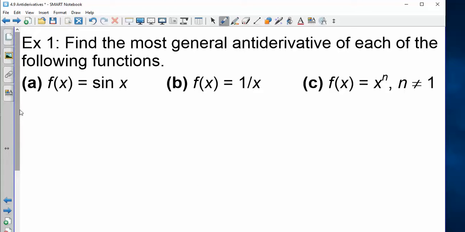If I said f of x equals sine x, so the antiderivative, we're going to use capital F for that. What has a derivative of sine? Cosine. But the derivative of cosine is negative sine. So in order to get a positive sine, what do I need to do? Put a negative in front of that. And then what else do we have to put on there? Plus c. That's our answer.